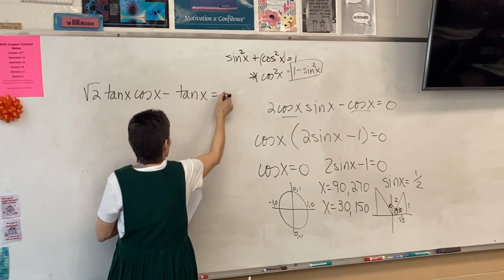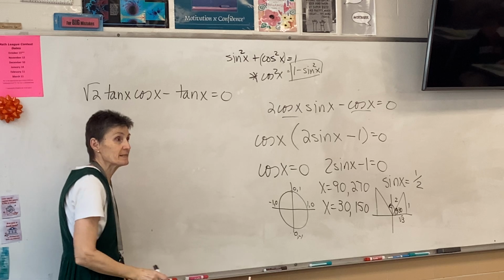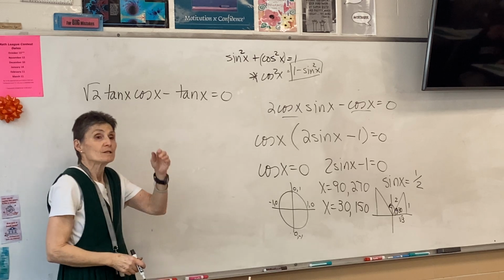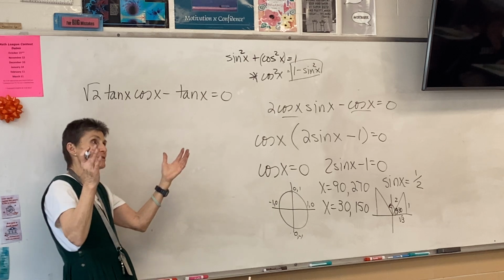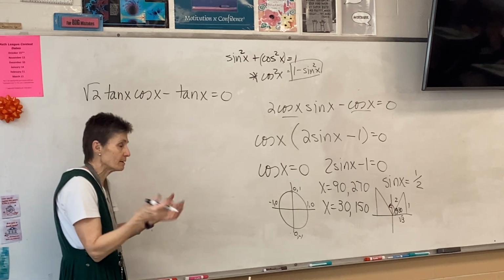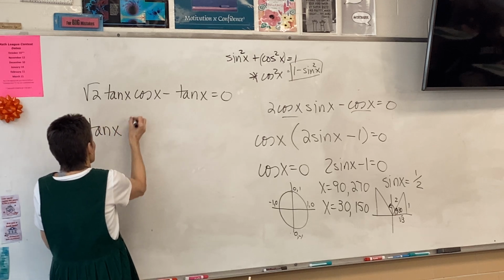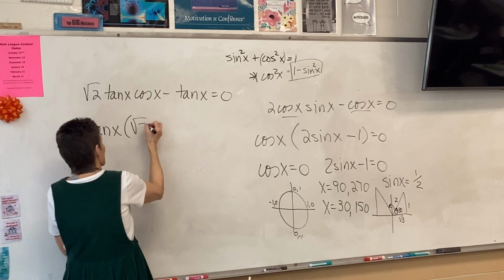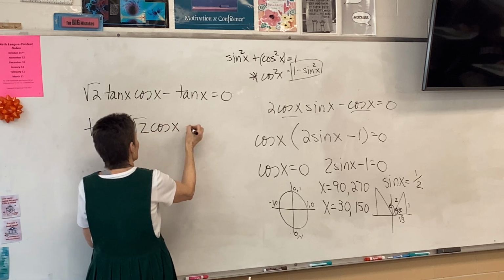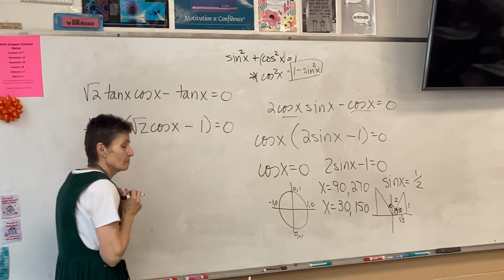All right, let's go. Let's get this one done. Can you pull the tan out? So, you see what paying attention has done for Jake? He says, hey, this looks a lot like the one we just did. So I'm going to try the same thing. I'm going to pull out a tangent. What will I have left? Square root of 2 cosine minus 1 equals 0.